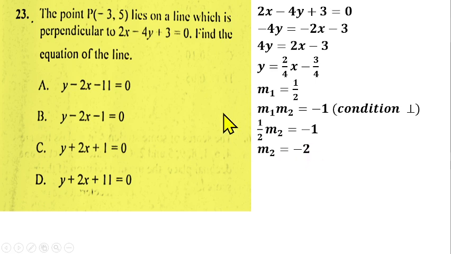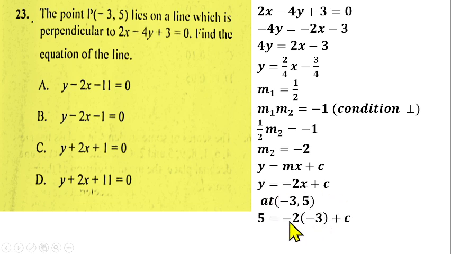Then from there, the equation we are looking for is a linear equation as well. So that will take the template of a linear equation, y equals mx plus c. Our m is minus 2. If you put that here, you have y equals minus 2x plus c. Then you can find the value of c using the point given to us. So at minus 3, 5, our y is 5, our x is minus 3. Put that here. You have 5 equals minus 2 times minus 3 plus c. Minus 2 times minus 3 gives us 6. Here you'll have c equals 5 minus 6. That gives us minus 1. So that means our c is minus 1.